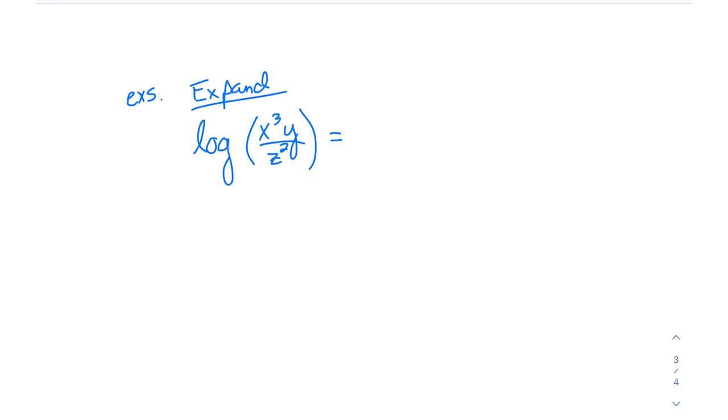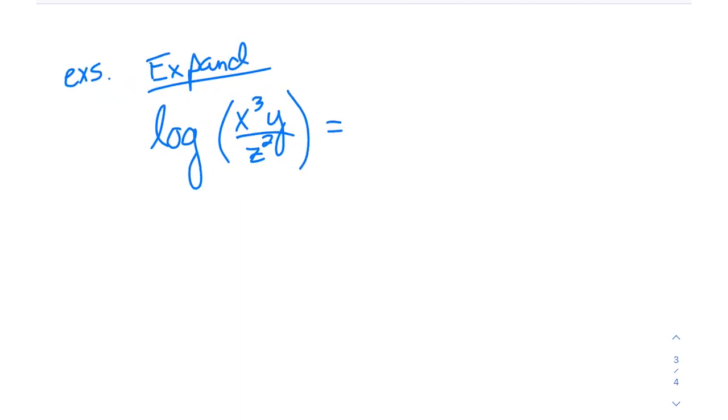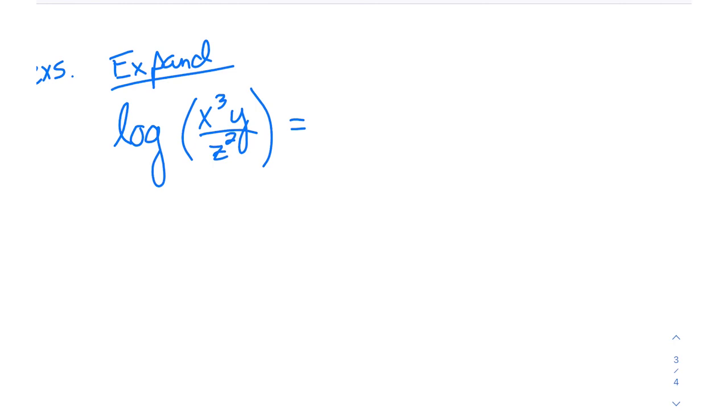But for now, let's just take a look at two slightly more complex log questions than what we've seen so far. So here we're being asked to expand this log, which is the log of x cubed y over z squared. So first we're going to use our rule that we've talked about, which is when you're multiplying, upon expansion, that gets converted into addition. So since we're doing x cubed times y, we know that's going to get added as separate log functions. And then when you're dividing, upon expansion, that gets converted to subtraction. So we know that we're going to subtract the log of z squared.